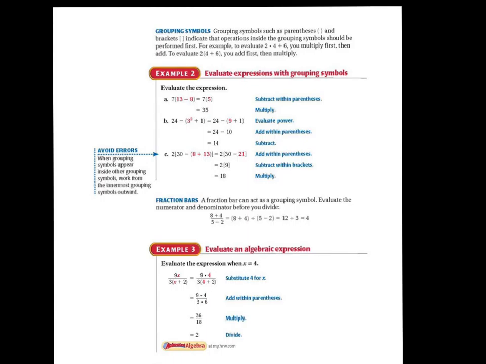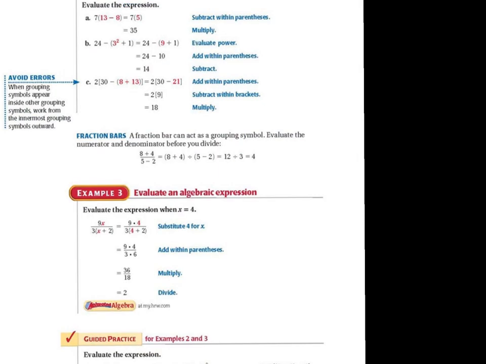Okay, then for the third example here, you can see we have a couple sets of parentheses going on here. So we have the first outer brackets, then we have the smaller ones. We're going to do that smaller one first. So our 8 plus 13, that's going to give us 21. So now this is starting to look a little cleaner here. So we have 2 times 30 minus 21. Again, we need to do that parentheses before the multiplication. So 30 minus 21 is 9, and 2 times 9, that gives us 18.